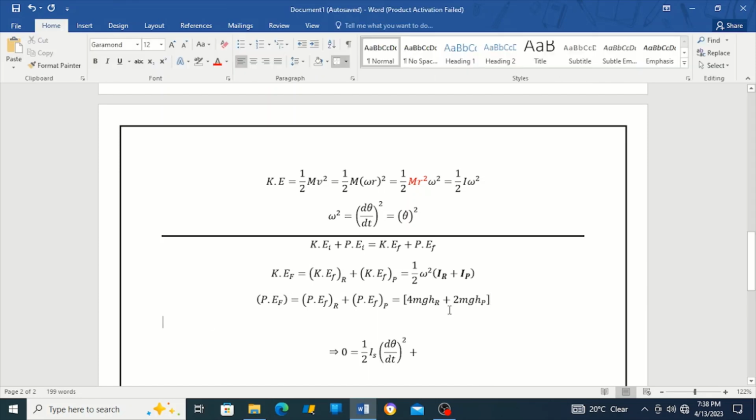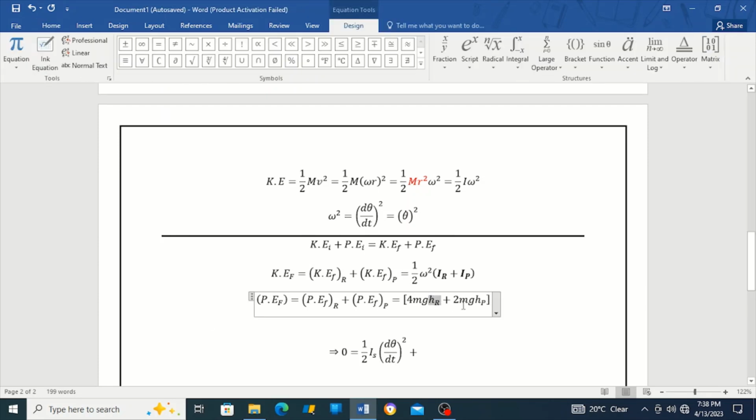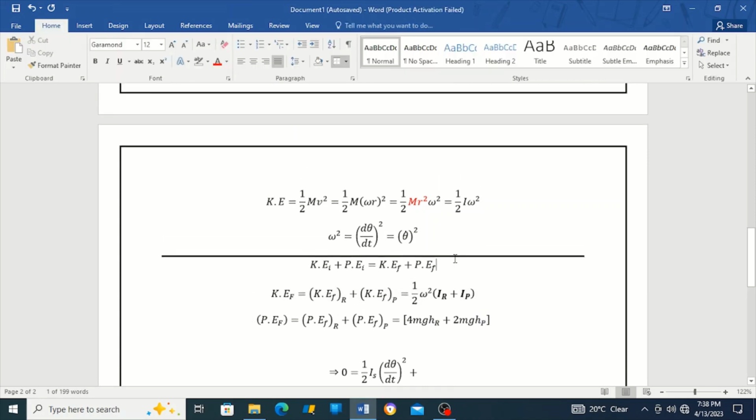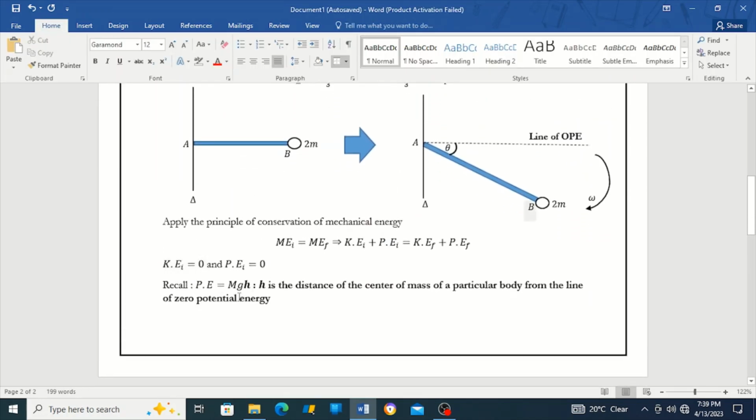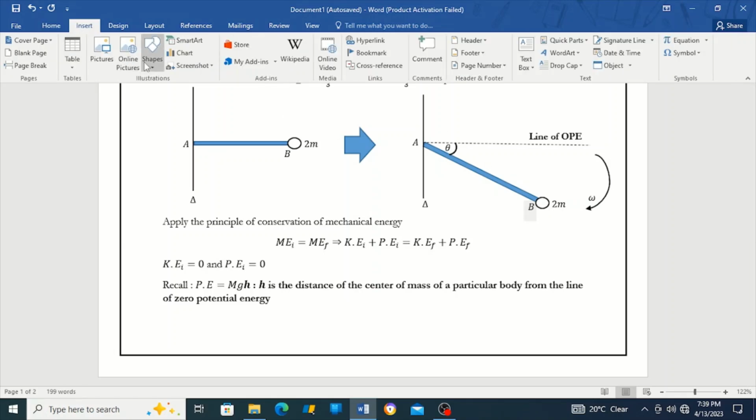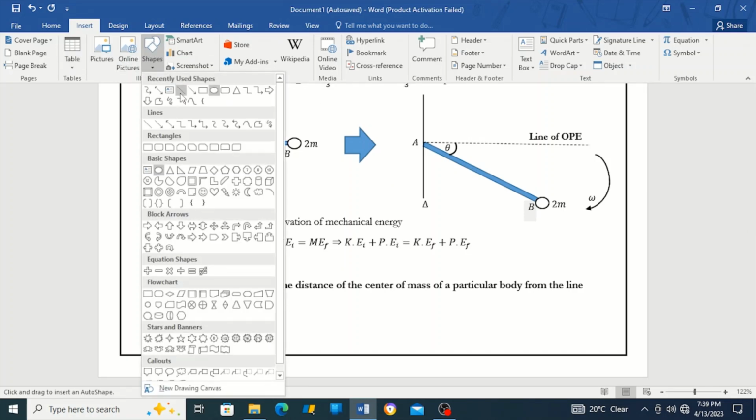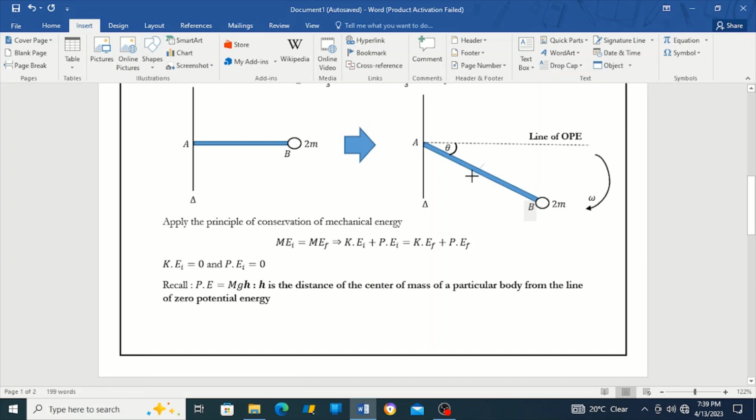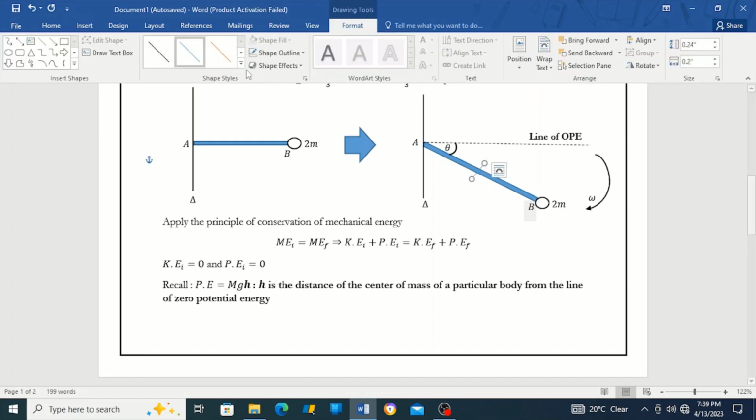All we are left to do is, how do we find h of the rod and how do we find h of the particle? Let's go back to the diagram. We first of all get a definition of h. Our h is the distance of the center of mass of the particular body from the line of zero potential energy. So let us begin with finding h of the rod. The first thing to do is indicate the center of mass of the rod. It lies at the center, so I'm just going to indicate it with a dotted line. It lies there, you see.